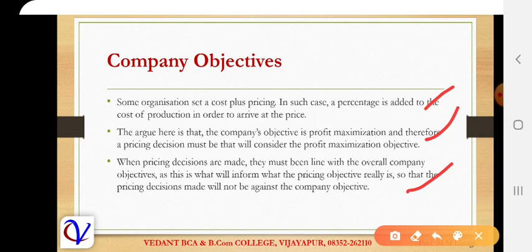Some companies' objective is to earn profit, and some companies' objective is to create awareness in the market. So here we can keep a lesser price. And for some companies, the main objective is to serve society. So they are not considering profit; they just concentrate on whether our product will reach every corner of the place or not. Based on the company objectives, we can fix the price.